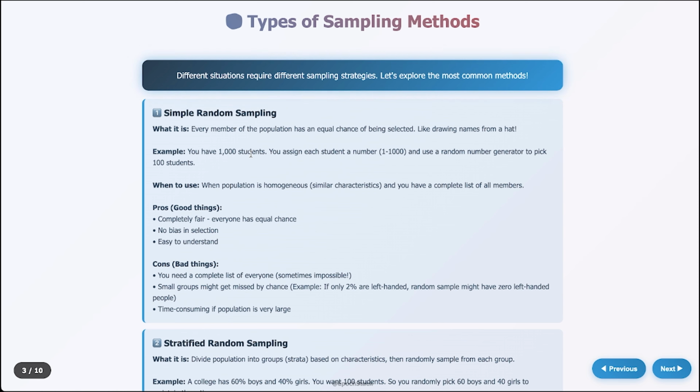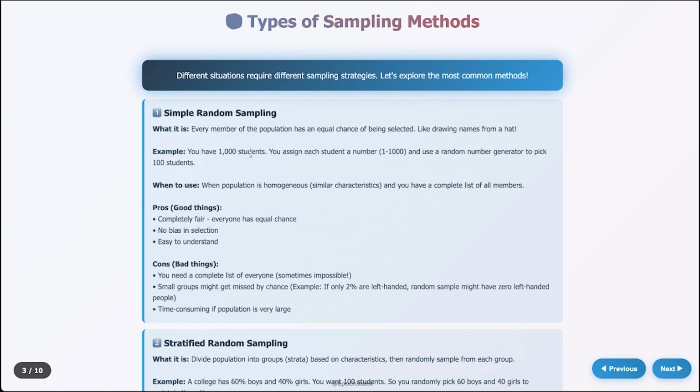And what are the advantages? So as I have told you earlier, it is completely fair, and there is no bias, there is no nepotism and favoritism here, and everyone has equal chance of being selected, and it is easy to understand. Now it also has the drawbacks. So the drawbacks are, you need a complete list of all people. Okay, so this means when you are surveying the smaller population, then it is okay. But when you have to survey the larger population, then you may not get the complete list of all members. Then in that case, this simple random sampling strategy fails.